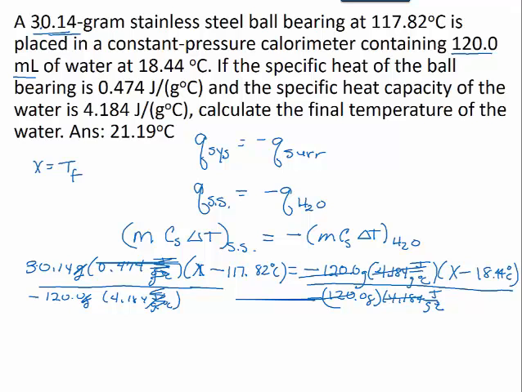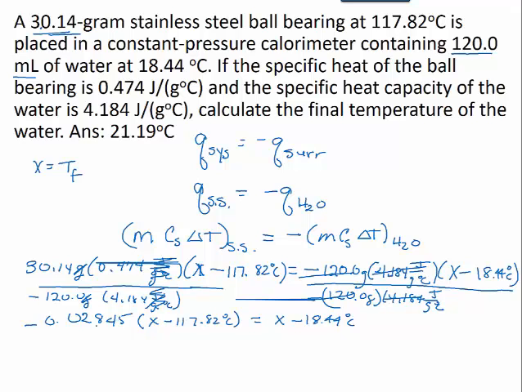Okay? And when I take 30.14 times 0.474 and divide by 120 and also divide by 4.184 and also the negative 1, I end up with a negative 0.02845. All the units are canceled. And that would be times x minus 117.82 degrees Celsius. And on the right side, I am left only with x minus 18.44 degrees Celsius.